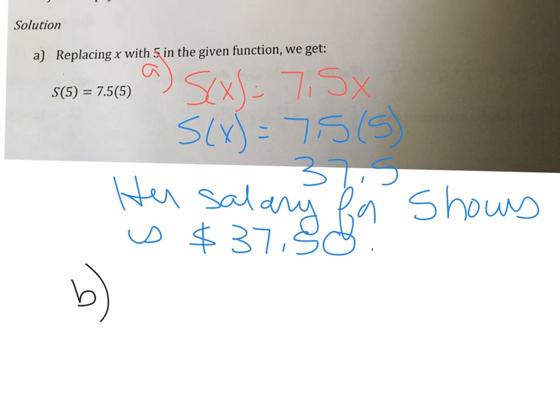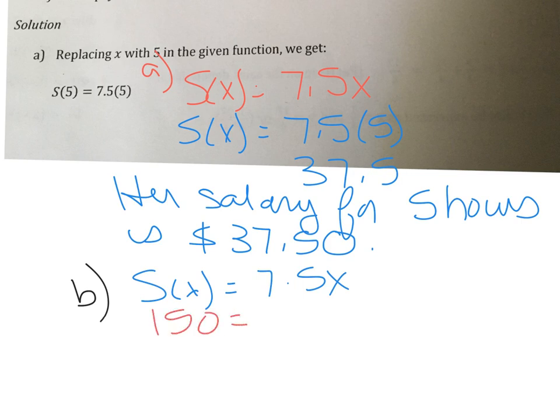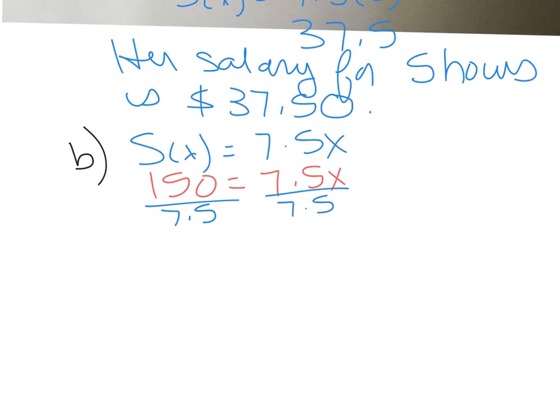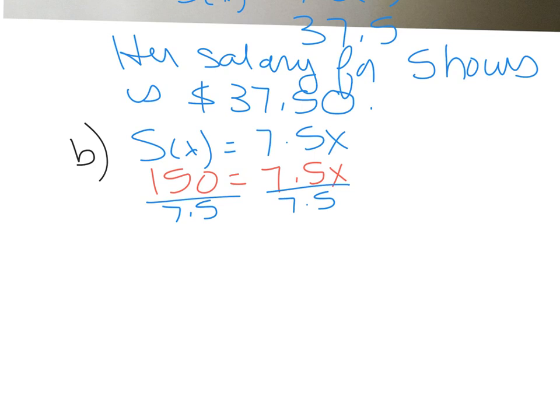So let's scroll down here and write this as s of x equals 7.5x. We know that her salary for that week was 150, and we need to find out how many hours she worked. So to isolate this x, we will divide both sides by this 7.5. And of course, you're going to want to get your calculator out to do this. That's fine. 150 divided by 7.5 comes out to be 20.